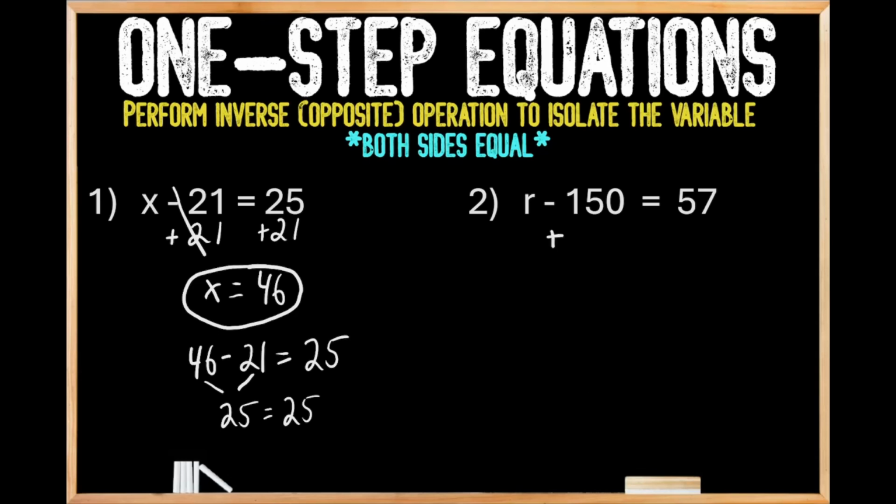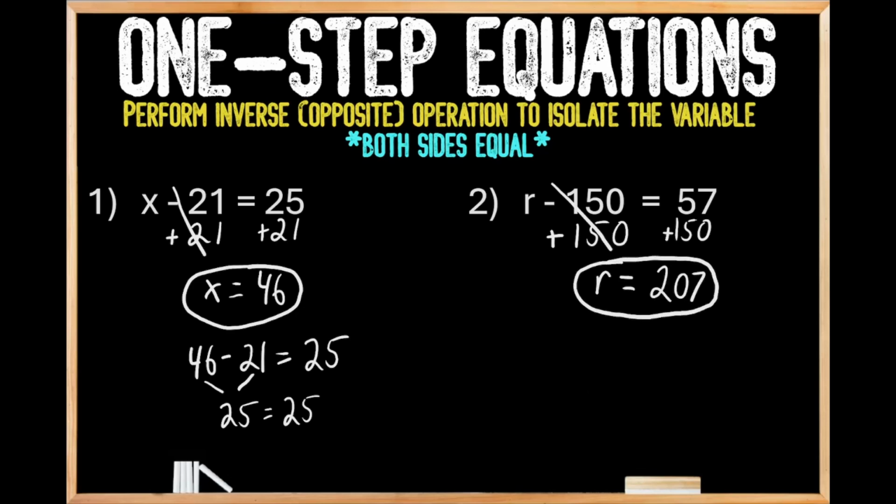So on our left-hand side and our right-hand side, because we need to keep things equal, we're going to be adding 150. So on the left-hand side here, subtracting 150 and adding 150 cancel each other out. So now our variable of r is isolated. And then on the right-hand side, we're going to add 57 and 150, which we know is going to give us 207. So r is equal to 207.